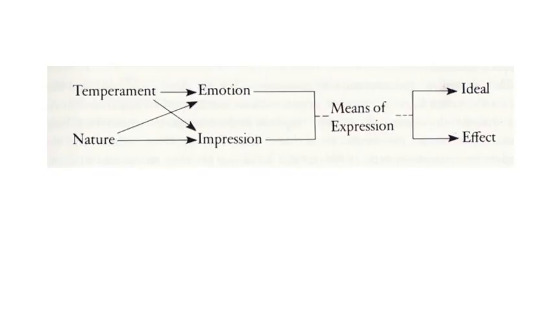So, in Richard Shiff's writing on Cezanne and the death of Impressionism, he sets up this diagram, talking about nature and temperament. The Impressionists would be looking to represent nature, and the Symbolists would be looking to represent the artist. So they're both negotiating the impression and the emotion in their work to represent an ideal or an effect. The ideal being maybe more towards the Symbolist, and the effect more towards the Impressionist.